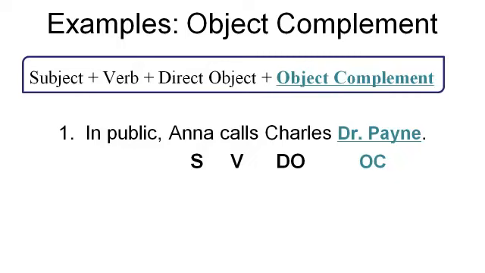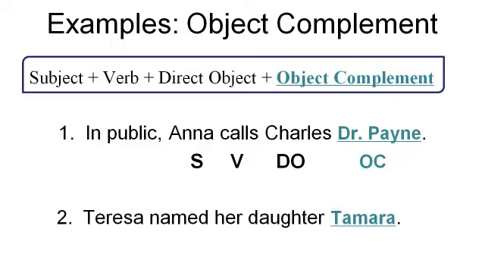It gives more information about what Anna calls Charles. Teresa named her daughter Tamara.